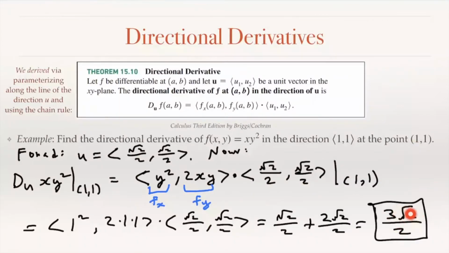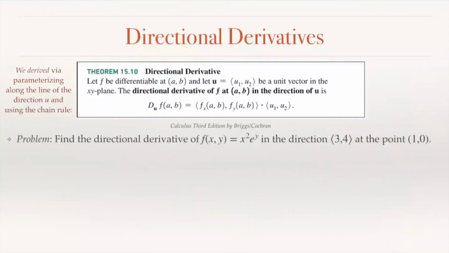And roots of some kind will be common in directional derivatives due to the normalization of the direction, which results in square roots due to dividing by a magnitude. So that is the slope in the direction (1, 1) at the point (1, 1) of that function. So I encourage you to pause the video and try your hand at finding this directional derivative.